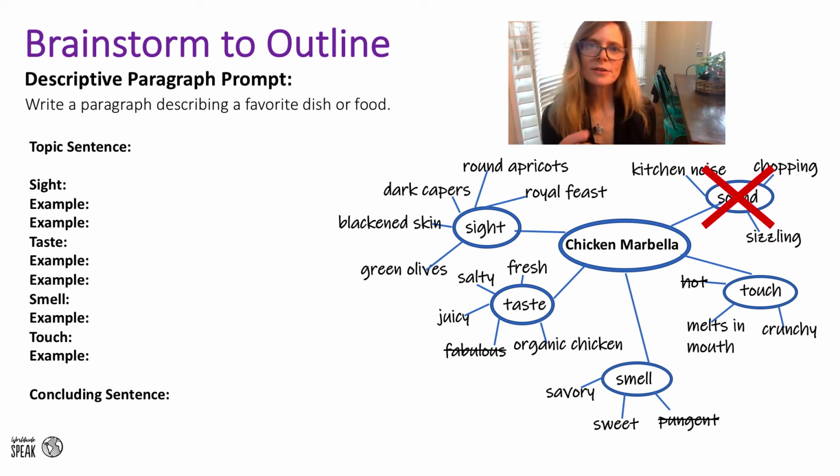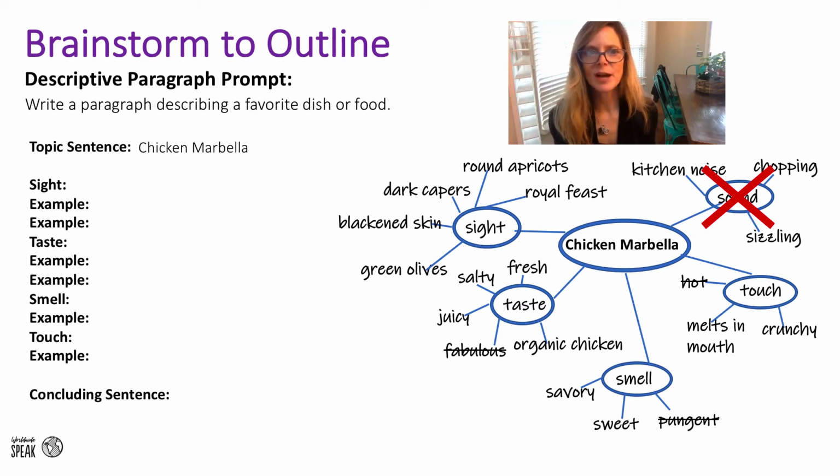So on the other side, you'll see I have the structure of a descriptive paragraph, right? I have topic sentence and then sight with a couple of examples, taste, a couple of examples, smell, example, touch, example, and a concluding sentence. One or two examples for each of those things is perfectly fine.